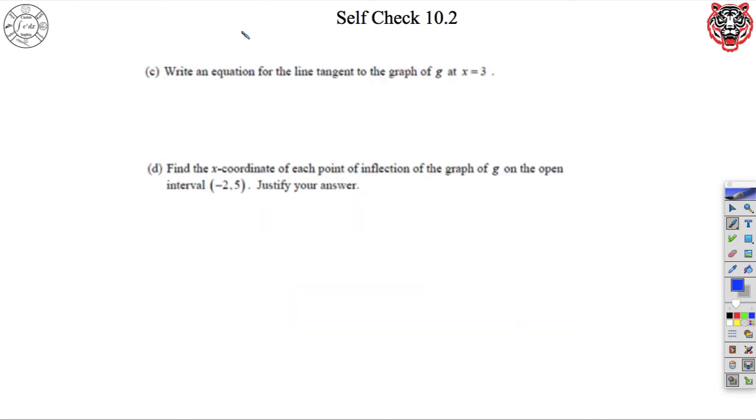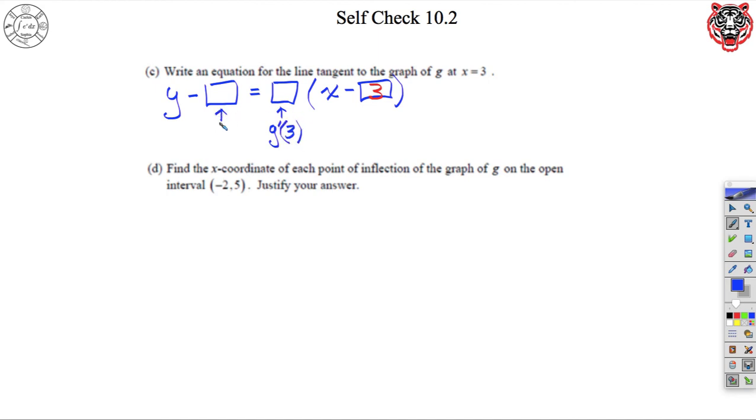All right, and part C, write an equation for the tangent line. Line tangent means y minus something is equal to the slope times x minus the x coordinate. All right, so the x coordinate is going to be 3. And then what goes in here, girls? What value? G prime of 3. Yeah, eventually we'll get the answer.